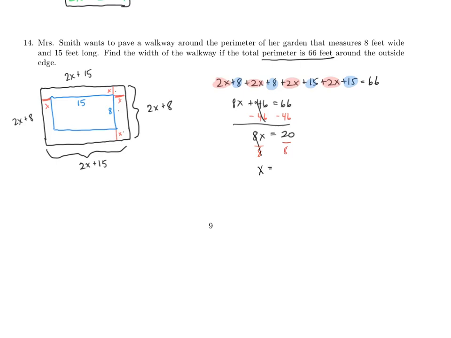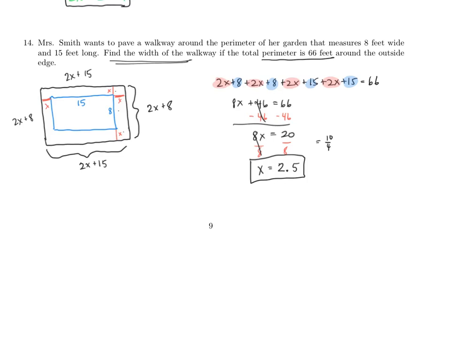So x equals 2.5. So 20 over 8, which reduces to 10 over 4, which should be 2.5. Okay, so what did we just answer? X equals 2.5. Remember, in our diagram, X stood for the width of the walkway. That is what we were trying to find. So we're done here with this answer.